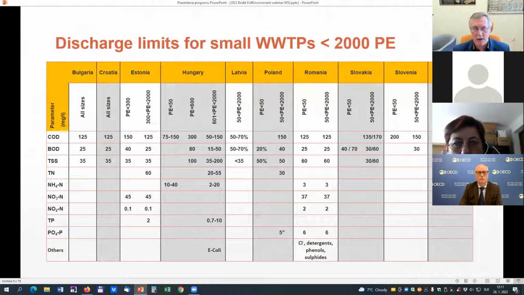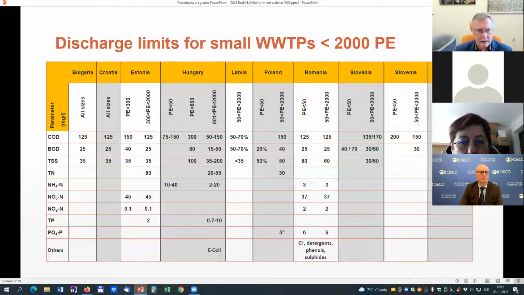What about discharge limits, effluent limits from our small wastewater treatment plants? It is also different, individual for each country. There are countries with one group of effluent parameters. It means all small wastewater treatment plants have one type of effluent parameter. And on the other side, Hungary, Poland, Slovakia, and other countries have different effluent requirements for pollutant parameters, and there are different groups, different numbers of limits, and so on.